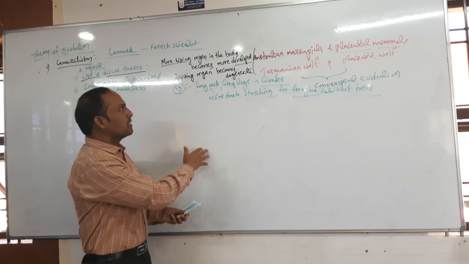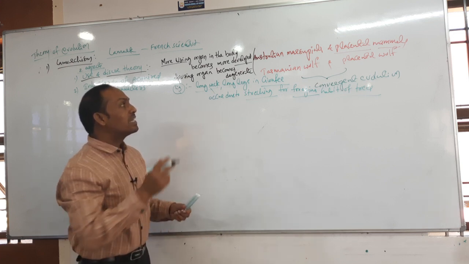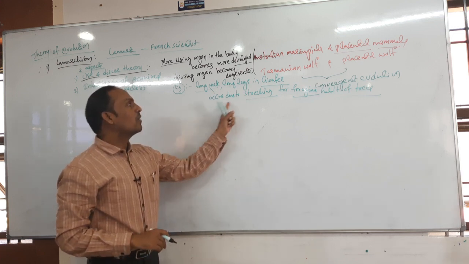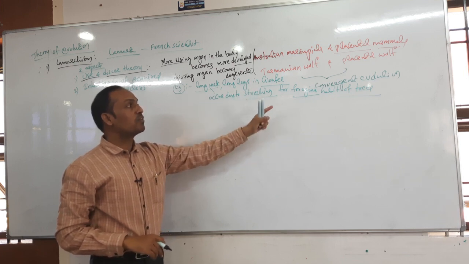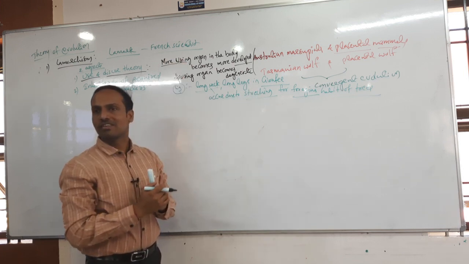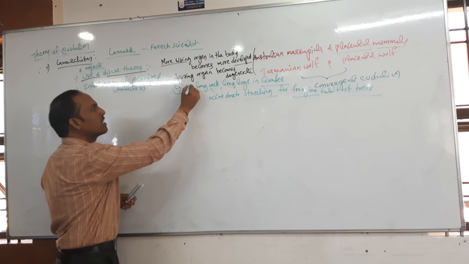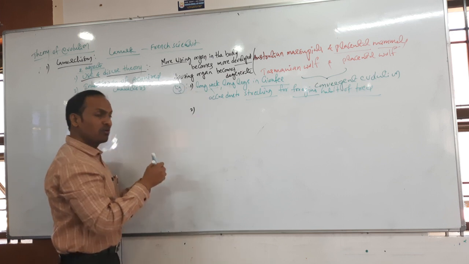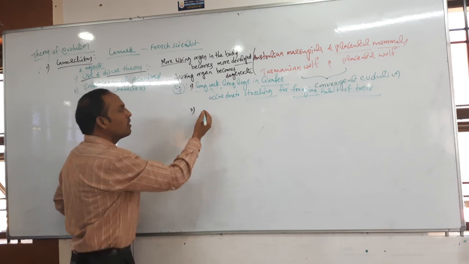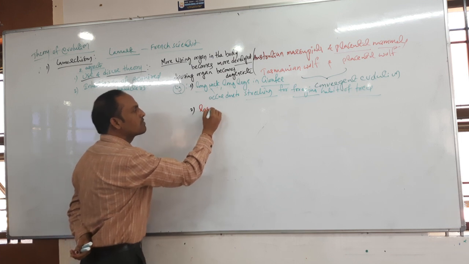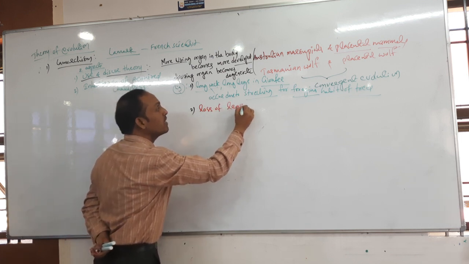This is the example they give: long neck and long legs are also present in the giraffe, which occur due to stretching, for the foraging habit of trees. One more example they are telling now: if you are not believing, one more is the loss of legs in snakes.